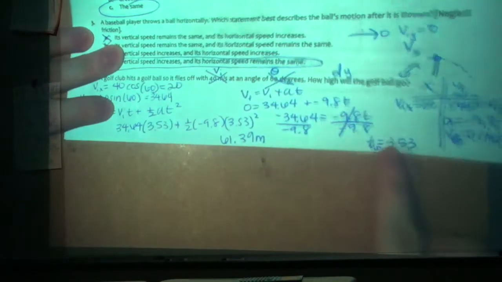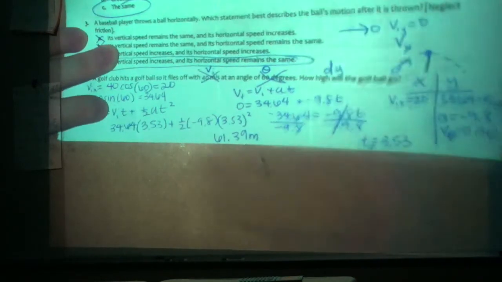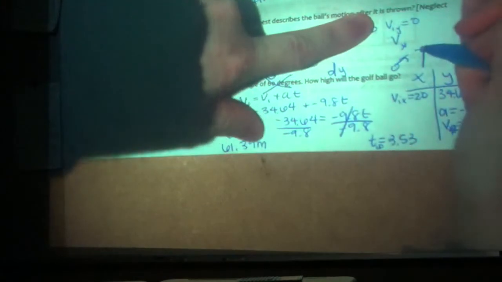If you're wondering, why did I use T up and not use T total? Well, I'm asking how high the ball will go. The very, very top is halfway through the flight at the top, the T up. I'm not going to ask the height right here. That would be T total. So you're going to use the T up.